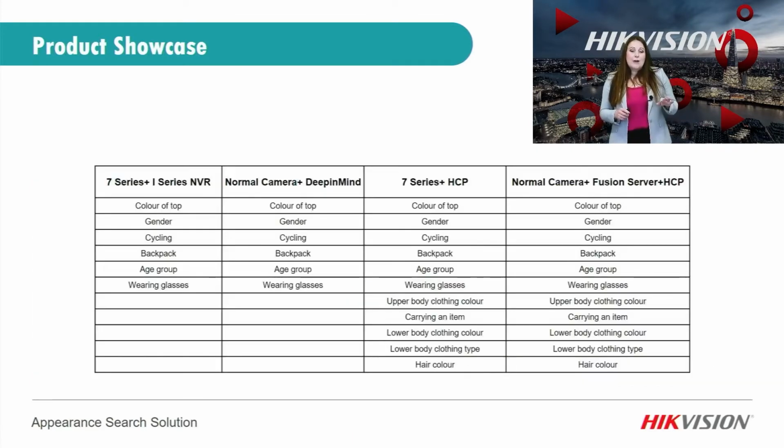Now, as I've touched on throughout, each of the 3 solutions that I've presented will give you different appearance search parameters. As a standard, no matter how you set up the solution, be it 1, 2 or 3, you'll have the ability to search for top colour, for gender, if a person is cycling, if they're wearing a backpack, their age group, and if they're wearing glasses. But there are more functions available to you if you use our 7 series cameras with HikCentral, or if you use our Fusion server with HikCentral. Those 2 scenarios will give you more searchability.